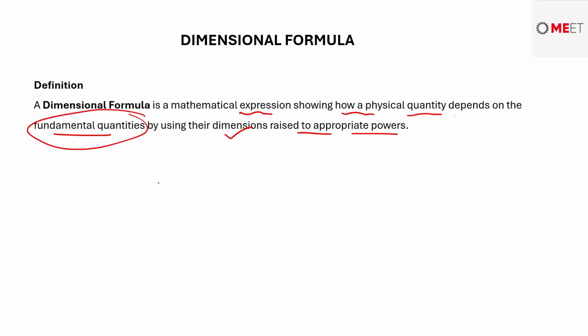So dimensional formula is going to consist of fundamental quantities like length, mass, time, and so on. They will be raised with some powers A, B, C, D. So the values of A, B, C, D are going to signify the dimensional formula.